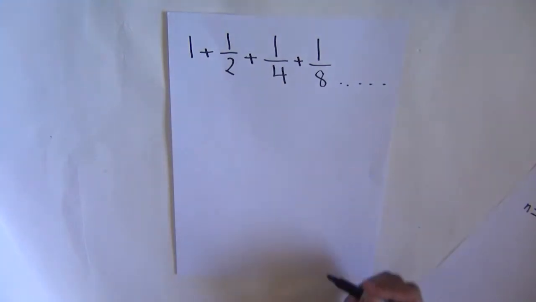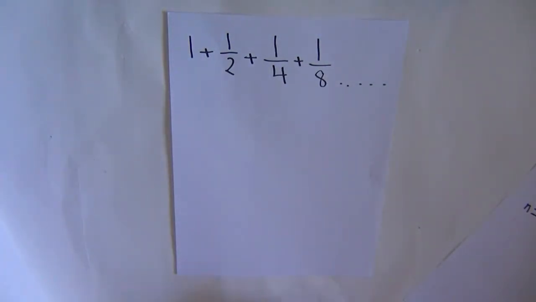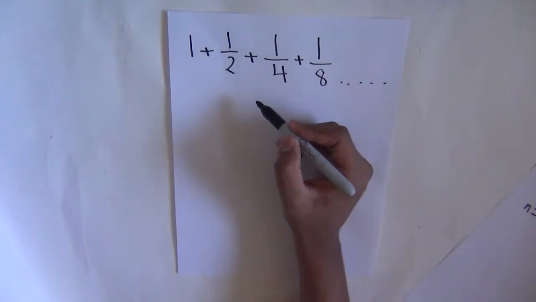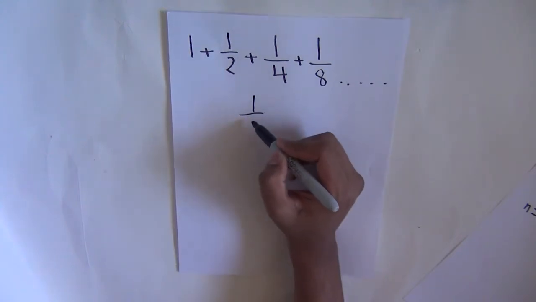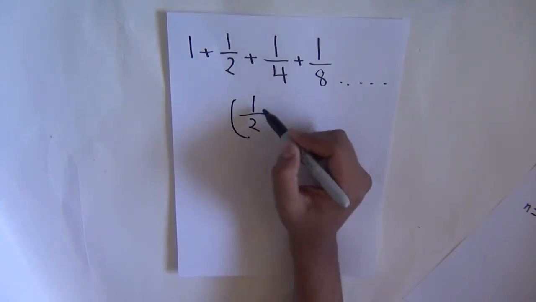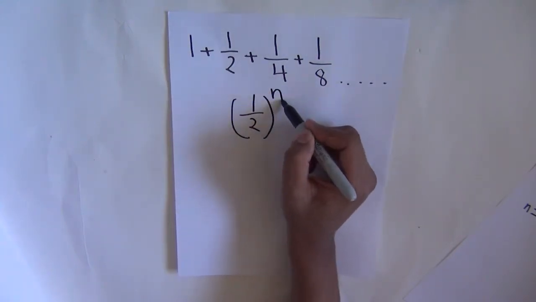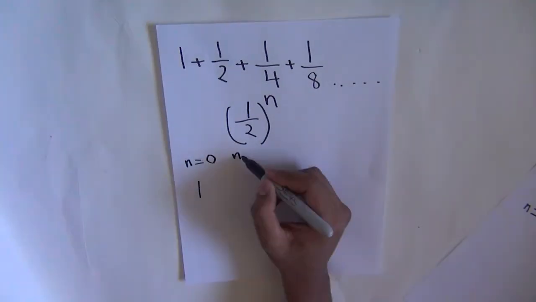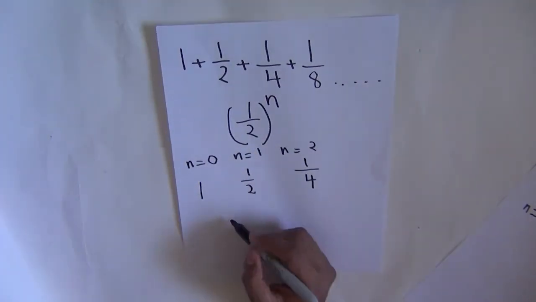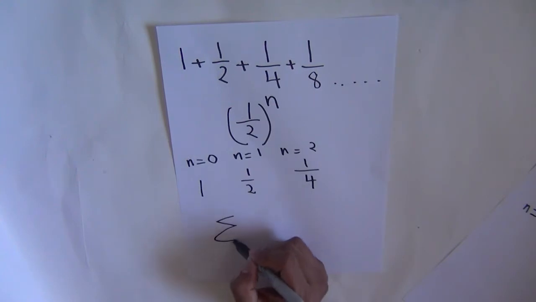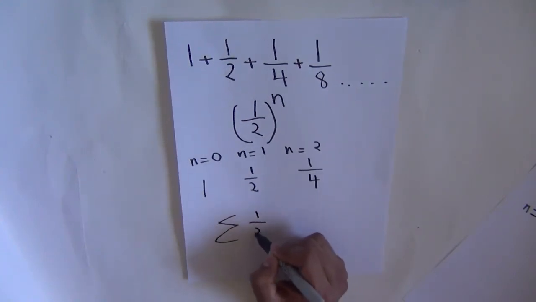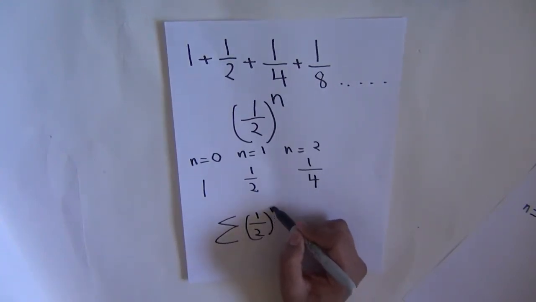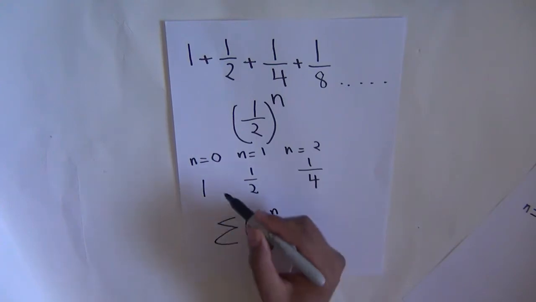So we can use this to write an equation. We can do 1/2 to the power of n. And we know that n should start at 0 because when n is equal to 0, we get the first term, which is 1. Now by using this, we can write the summation notation. This should be 1/2 to the power of n, starting at n equals 0 to infinity.